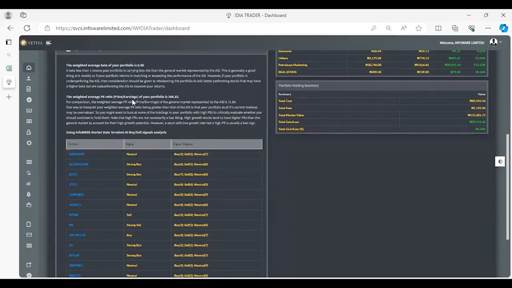Now, you also have the PE ratio, which is price earning ratio, right? It's saying that the weighted average PE is 248, while the weighted average PE ratio of the general market represented by the ASI is 11.84. One way to interpret this, with your average being greater than the ASI, is that your portfolio as of its current makeup may be overvalued. So you might want to look critically at some holdings in your portfolio with high PE to decide whether you should continue to hold them. Know that high PE doesn't necessarily mean a bad thing.